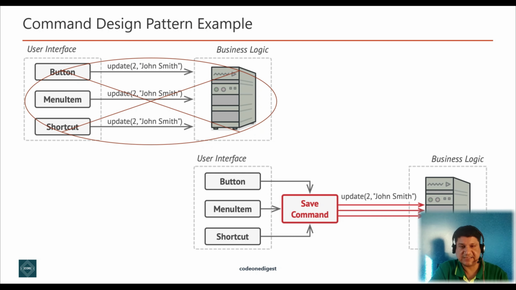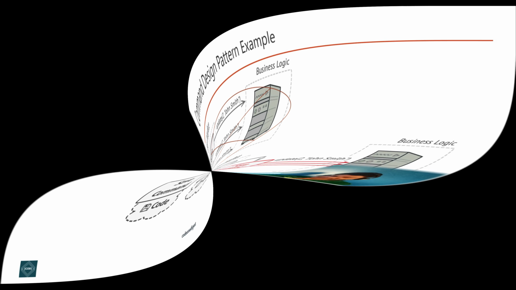You can see in the example on your screen that direct communication is not encouraged between the GUI and the business layer. The command design pattern takes the request from the GUI layer and then passes it on to the business layer.